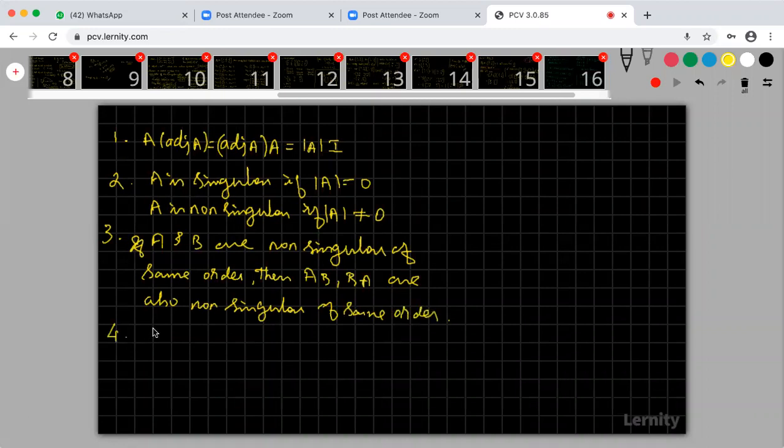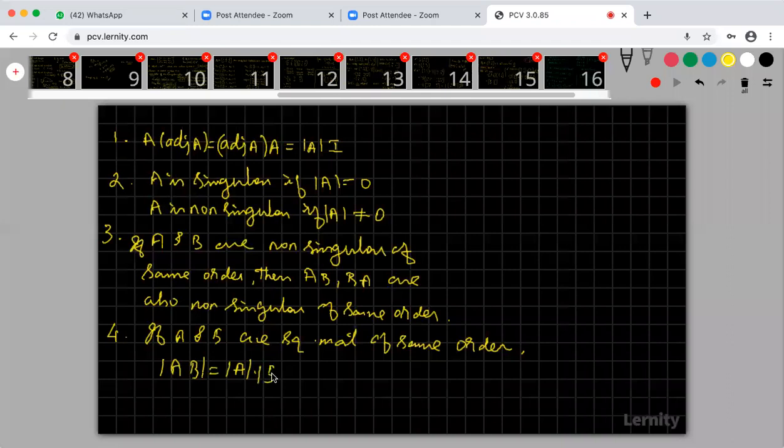And another one: if A and B are square matrices of same order, same order means both are 2 cross 2 or 3 cross 3 like that, then determinant of AB is equal to determinant of A into determinant of B. This is the fourth result we have discussed in our previous class.